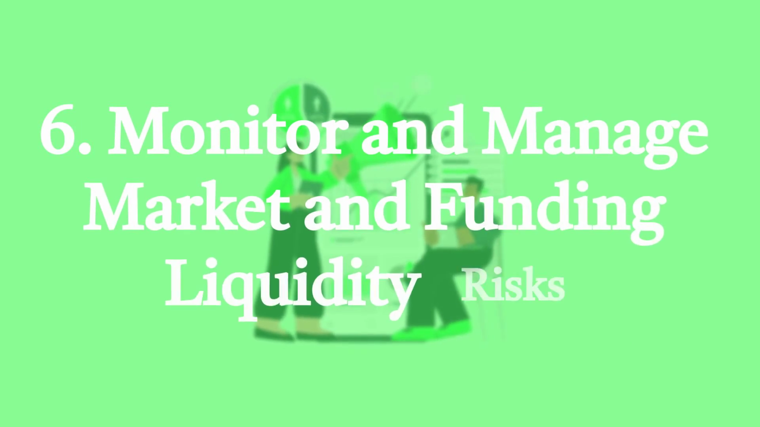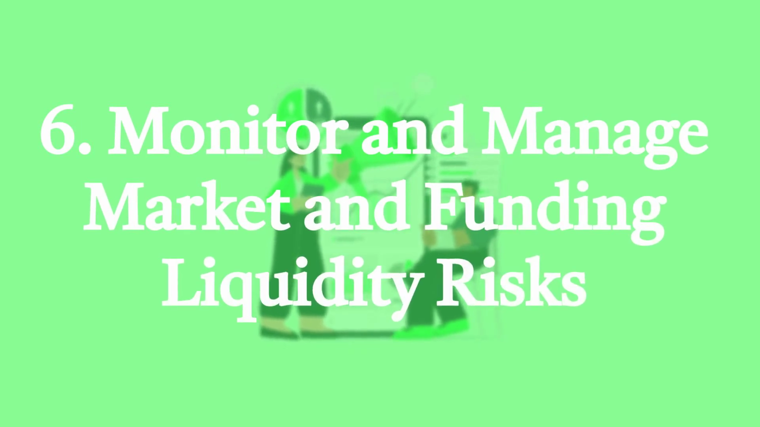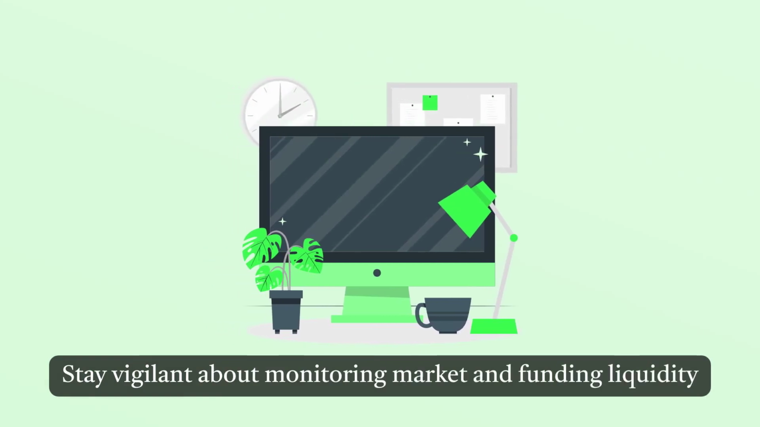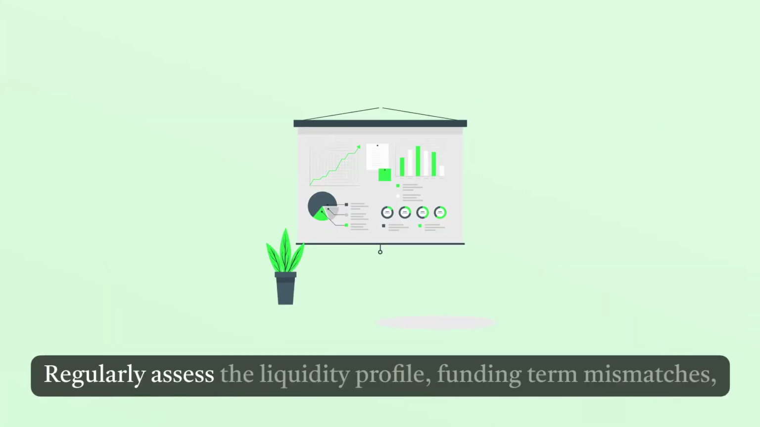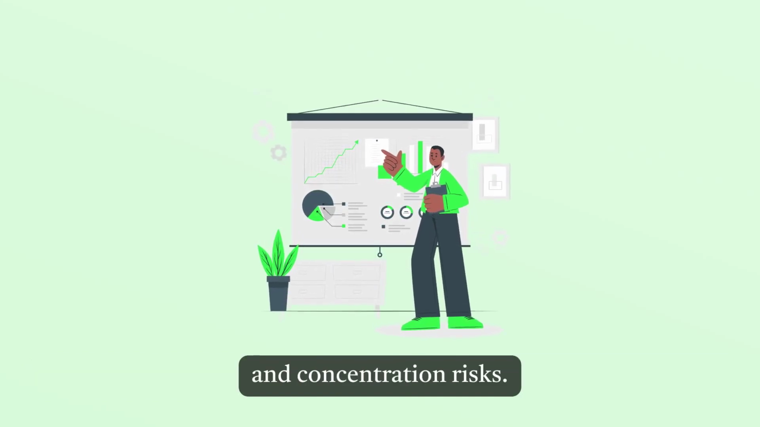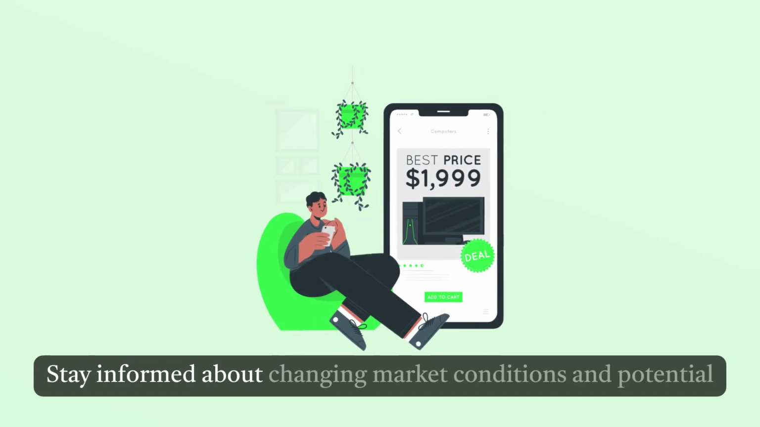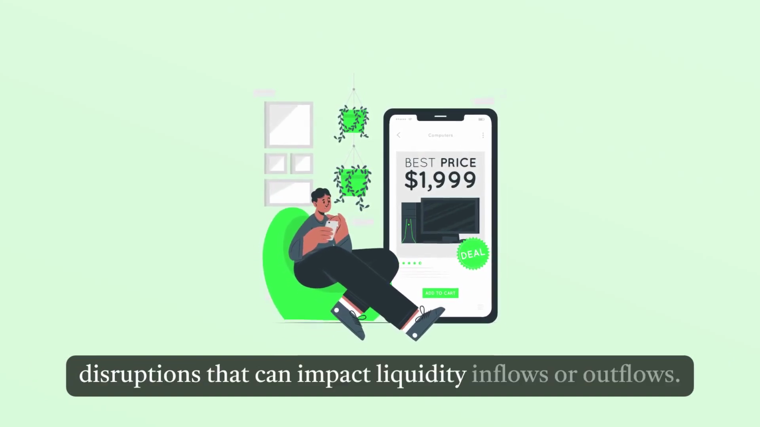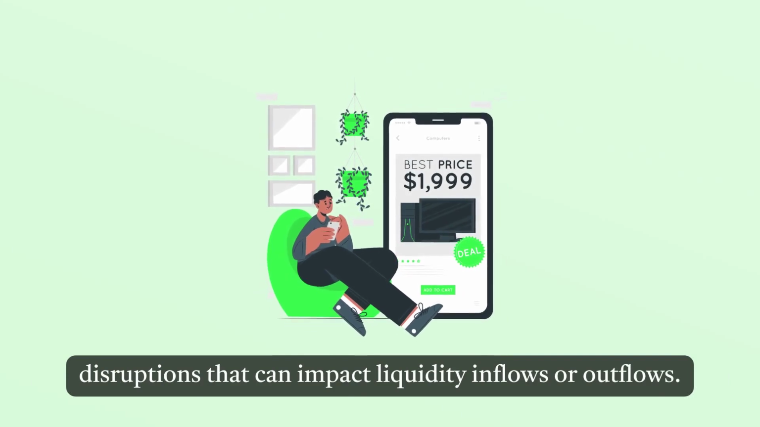6. Monitor and manage market and funding liquidity risks. Stay vigilant about monitoring market and funding liquidity risks. Regularly assess the liquidity profile, funding term mismatches, and concentration risks. Stay informed about changing market conditions and potential disruptions that can impact liquidity inflows or outflows.